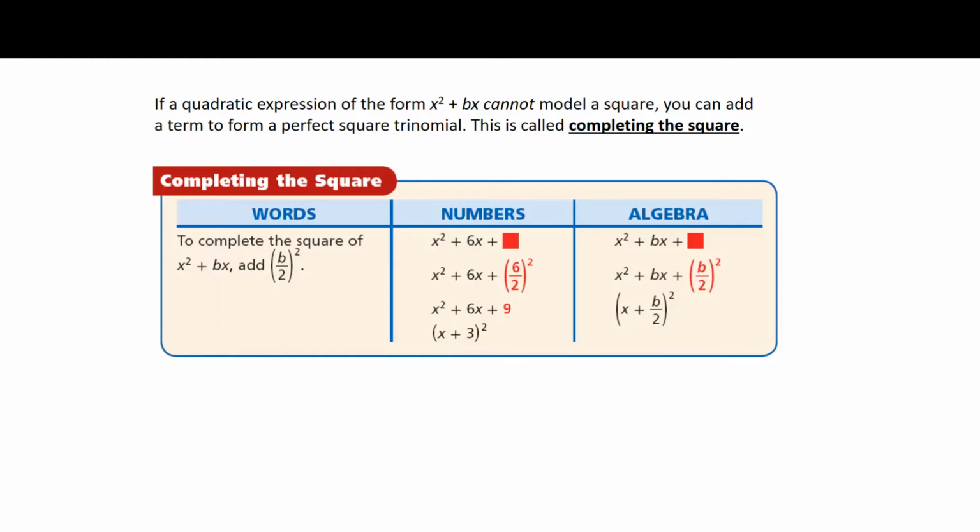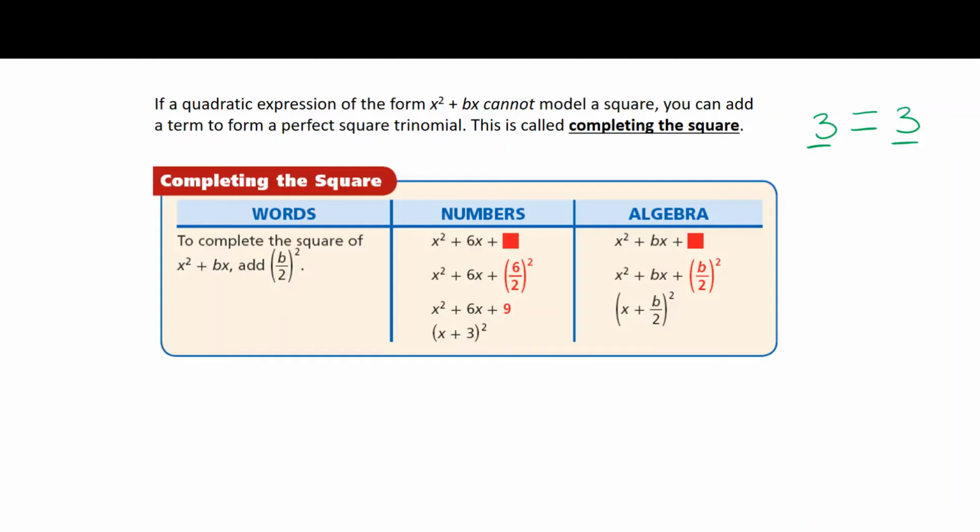All right, and so let's just remember, if we have an equation that's equal, if we add something to one side, as long as we add it to the other side, it'll keep our equation equal or balanced. So just remember, you can do something on one side as long as you do it on the other side. So let's see how to complete the square.